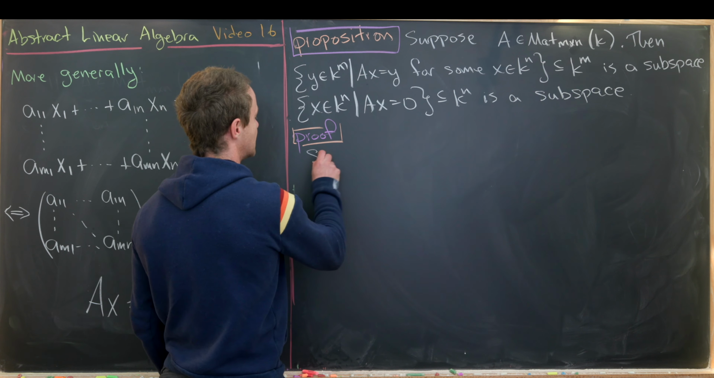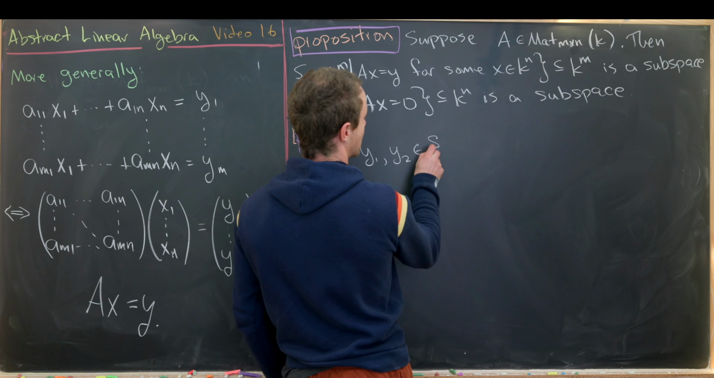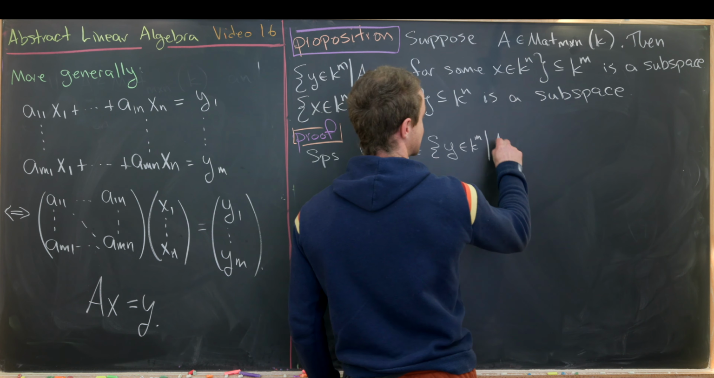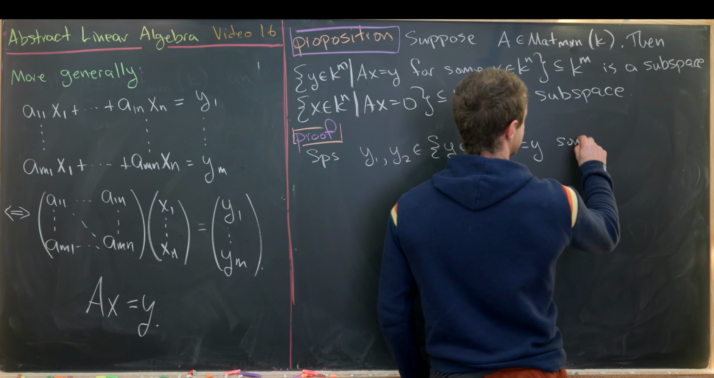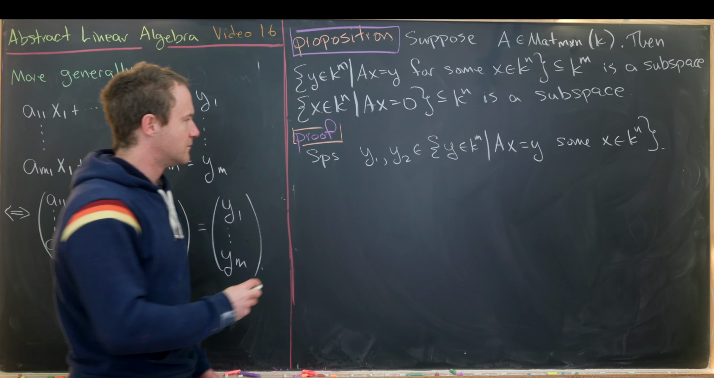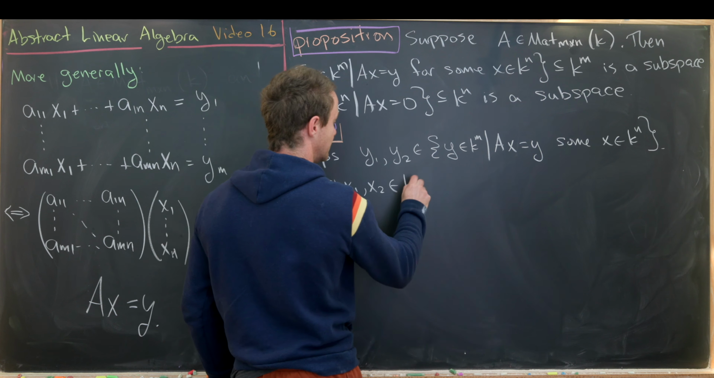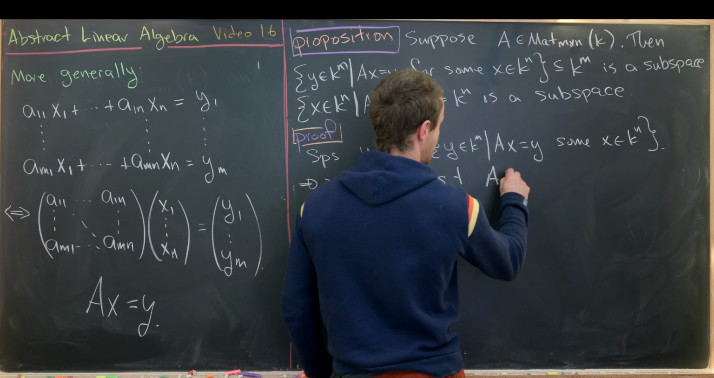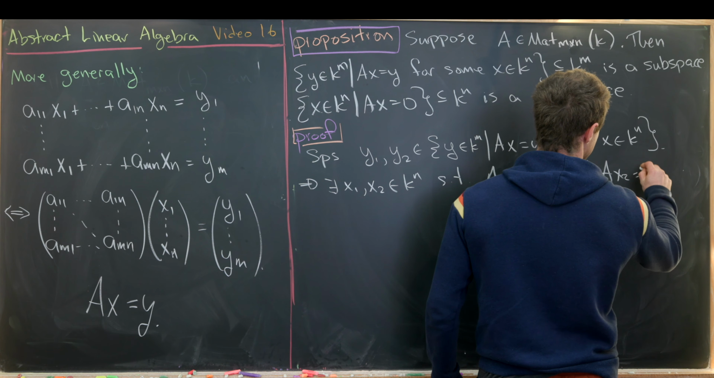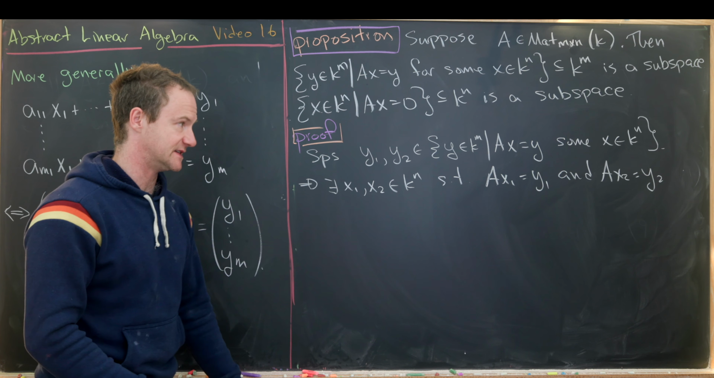So how do we do this? Well, let's suppose that y1 and y2 are in that set. So in other words, they're in the set of y in K^m such that Ax equals y for some x in K^n. Great. But now let's notice that that means there exists an x1 and an x2 in K^n such that Ax1 equals y1 and Ax2 equals y2. Okay, that's just the entry fee to get into that set.